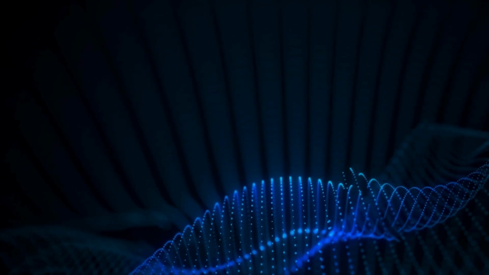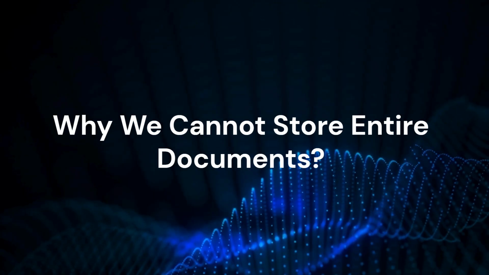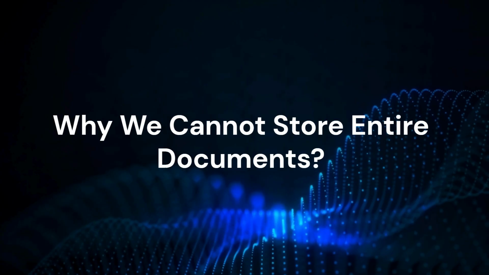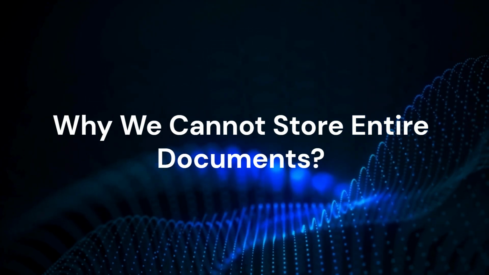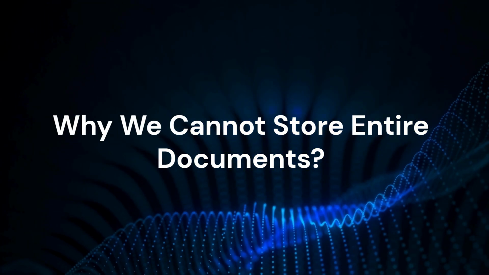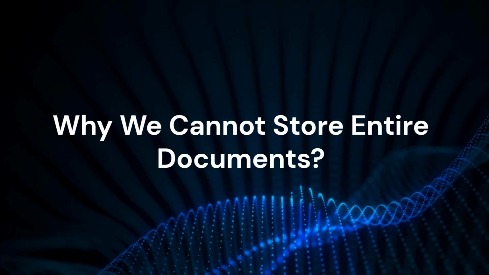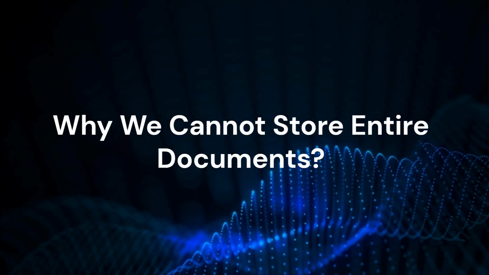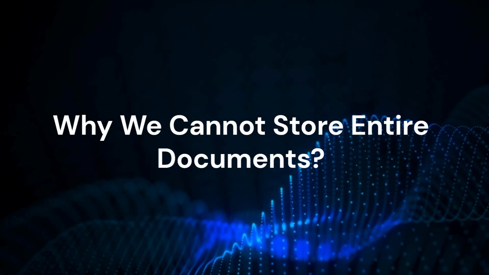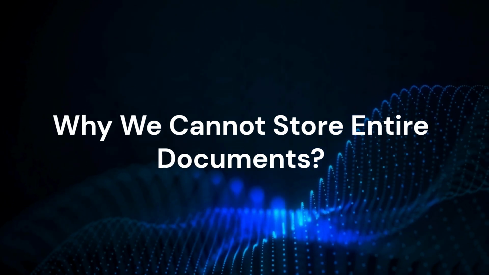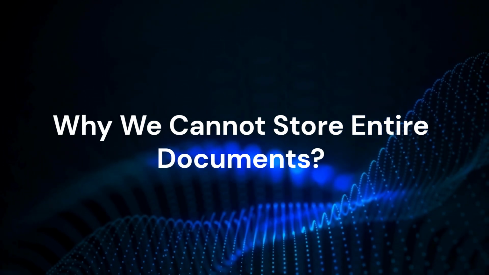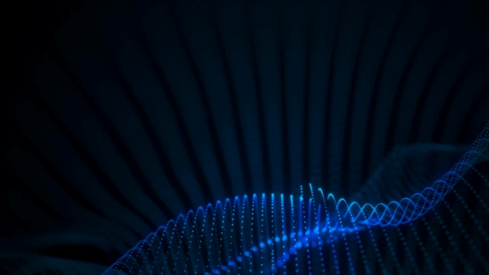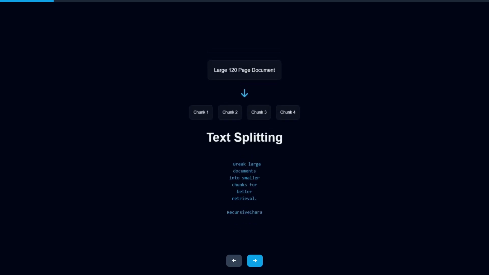And next, why can't we store entire documents? Many beginners make this mistake. They think, why not just store the entire PDF? So let's imagine a PDF contains 300 pages. That's a massive amount of text. When a user asks a question, searching through giant documents becomes difficult. Additionally, embeddings work better on smaller chunks. Retrieval becomes more accurate. Search becomes faster. Context becomes more relevant. This brings us to the next step, called text splitting.